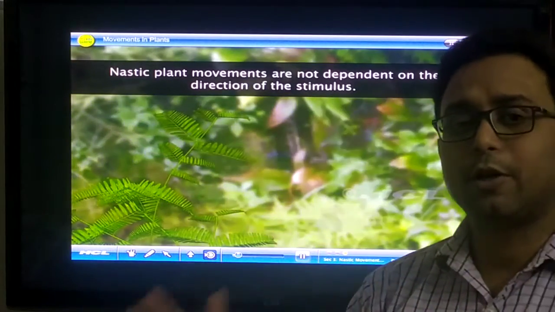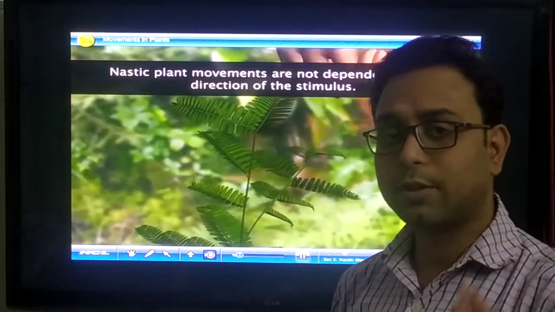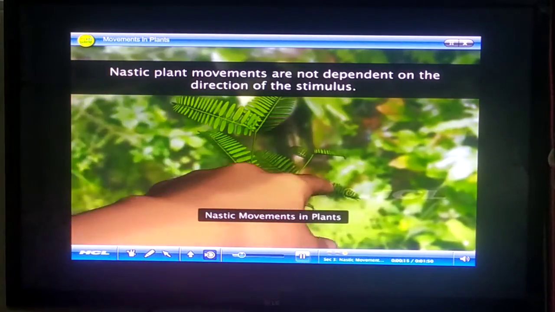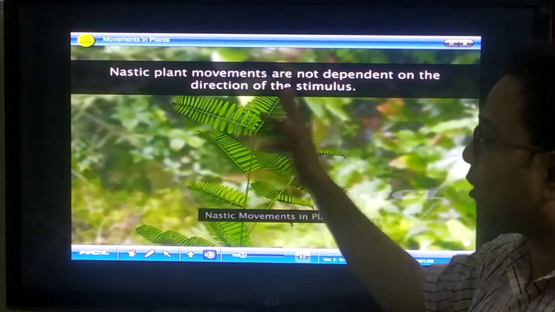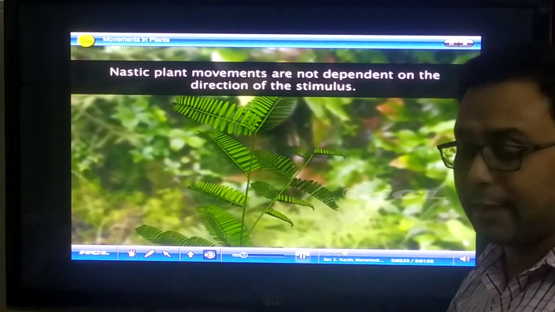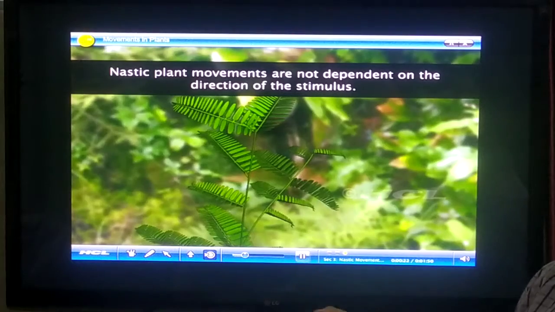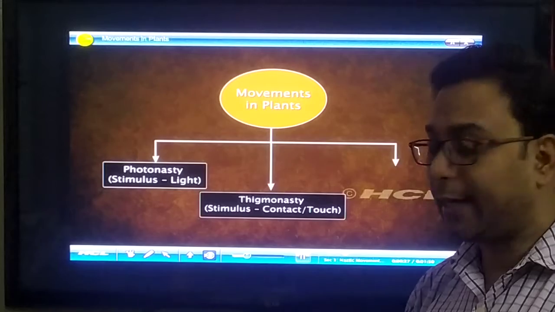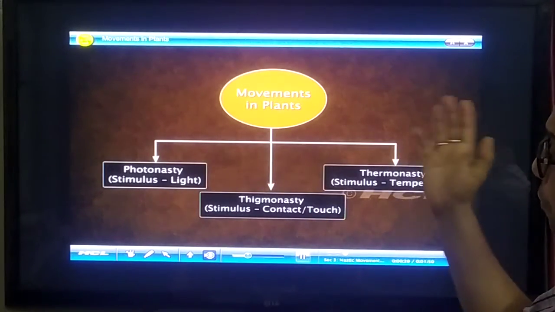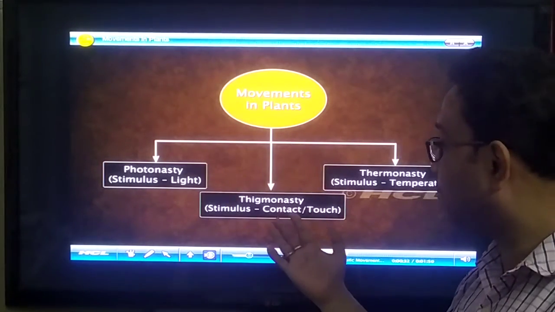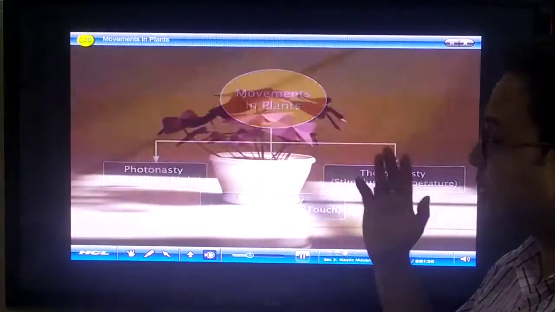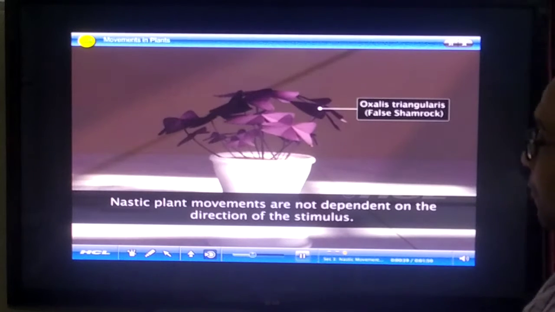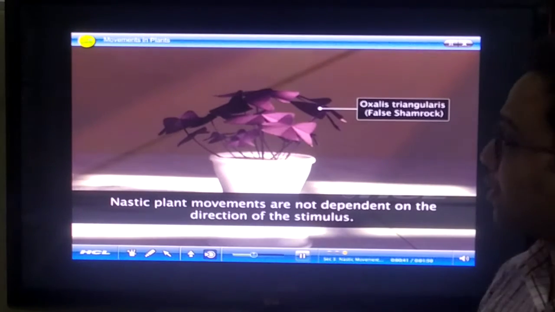Now we discuss the nastic movement, where the direction of the stimulus does not matter. Whether the stimulus is present or not is important, not the direction of the stimulus. Nastic movement of plants is not dependent on the direction of the stimulus. In Mimosa pudica, the movement is not for growth, right? Only when you touch it. There are three types of nastic movement: photonasty, thigmonasty and thermonasty.